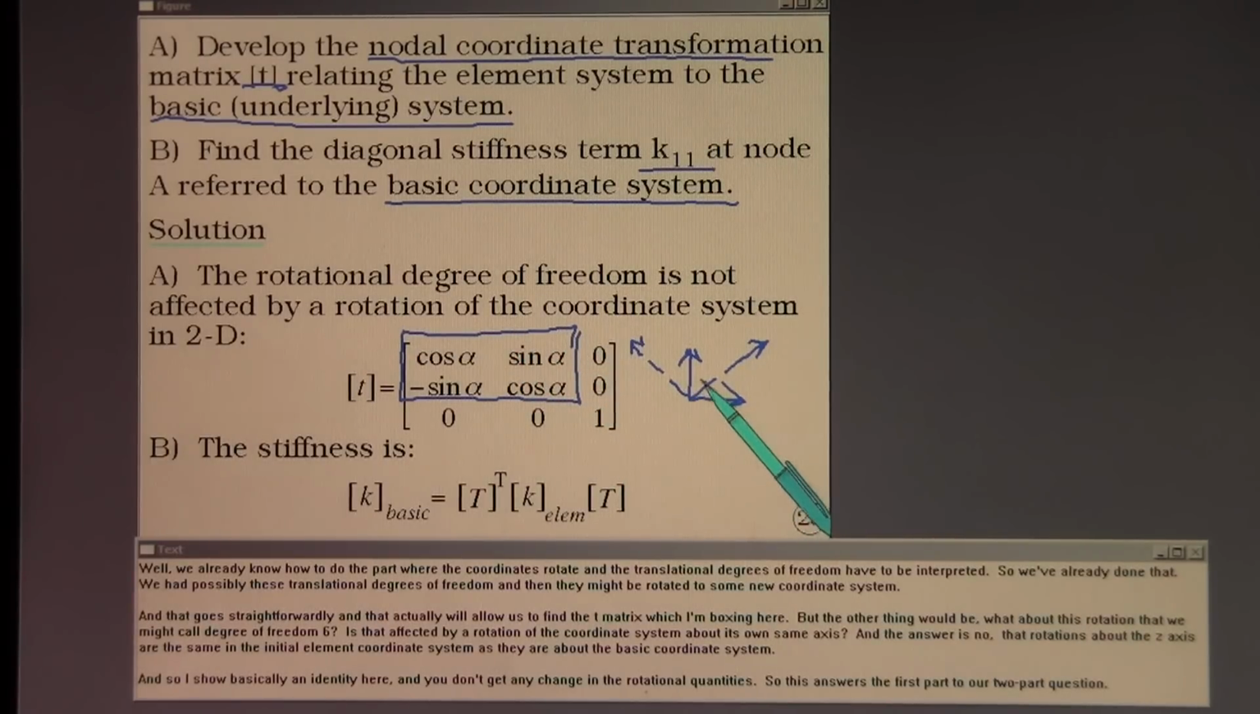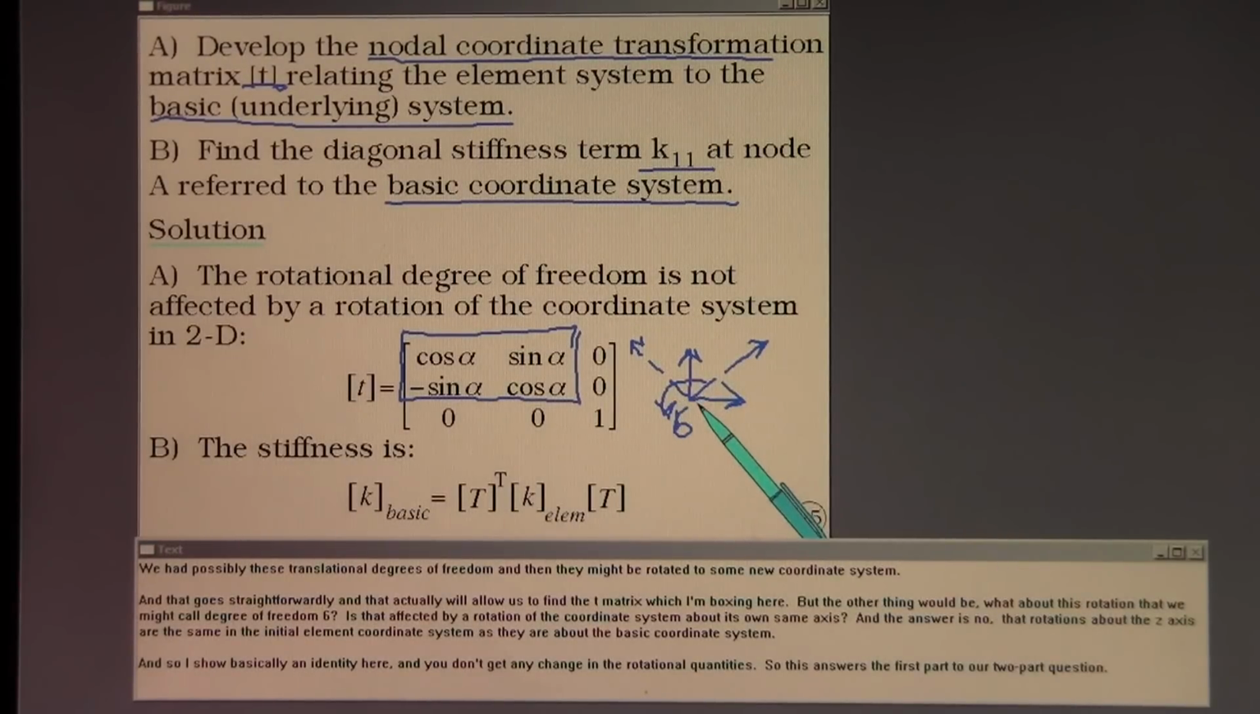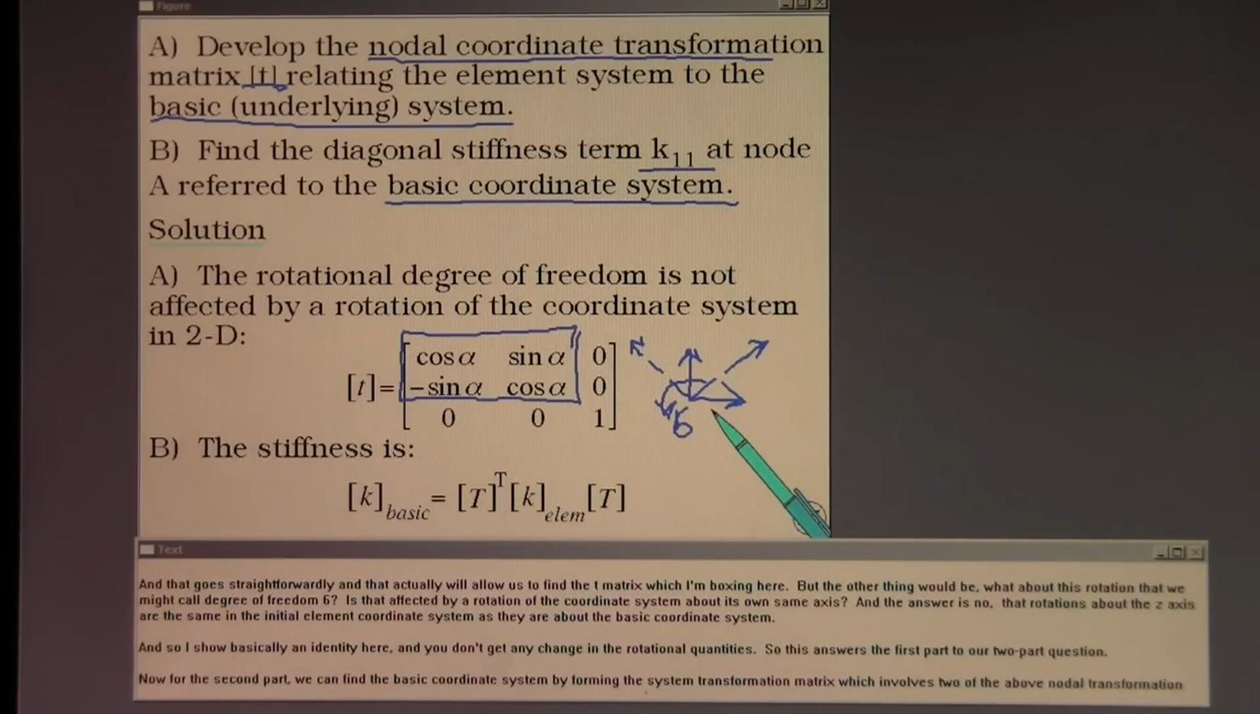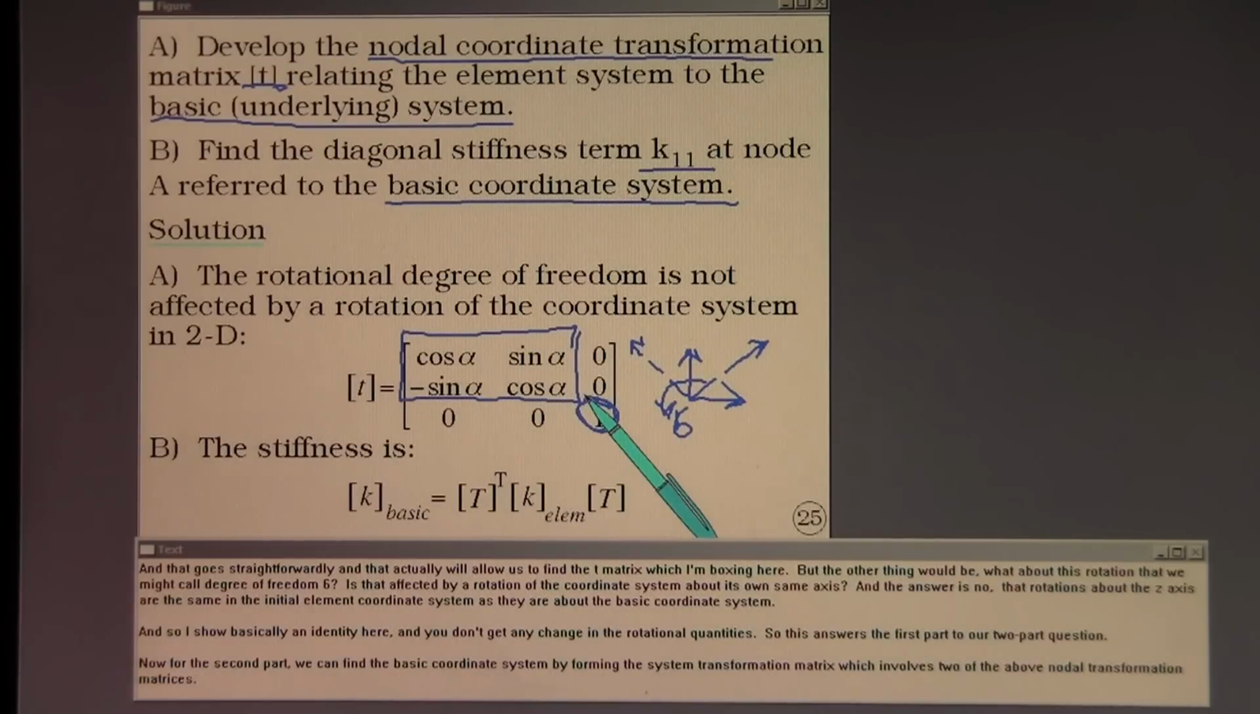But the other thing would be, what about this rotation that we might call degree of freedom 6? Is that affected by a rotation of the coordinate system about its own same axis? And the answer is no. Rotations about the z-axis are the same in the initial element coordinate system as they are about the basic coordinate system. And so I show basically an identity here, and you don't get any change in the rotational quantities. So this answers the first part to our two-part question.